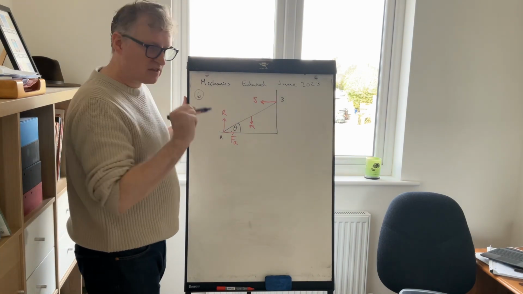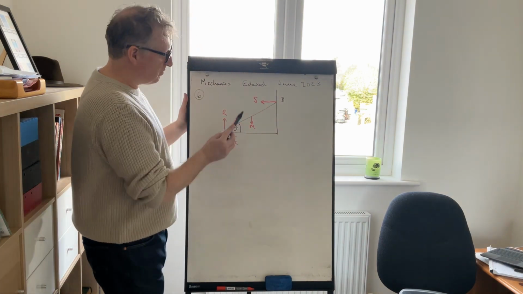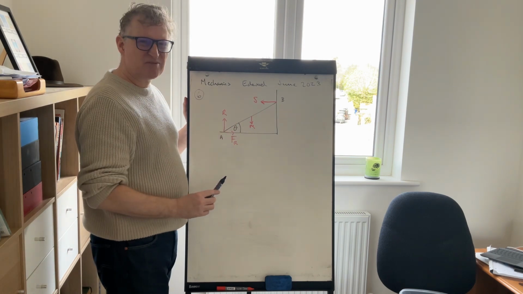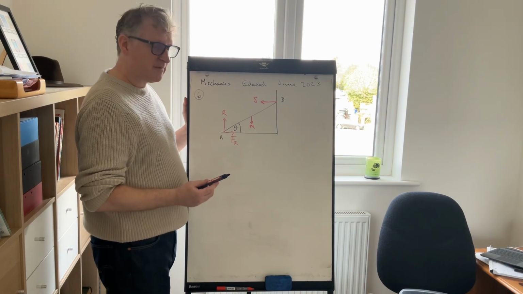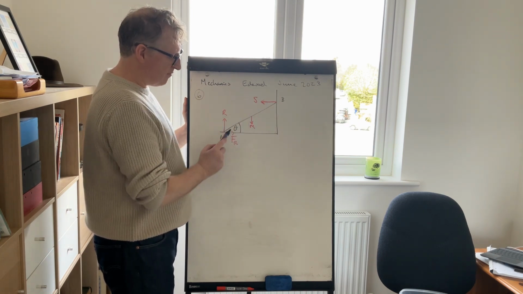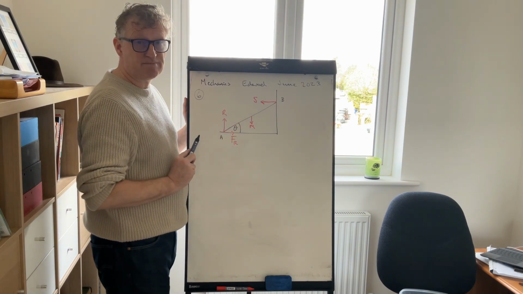Okay, so that's the kind of idea they're looking for. I know lots of people would just talk about, oh, the ladder's slipping away, so it must act in the opposite direction. Unfortunately, that didn't get the mark. They wanted you to talk about it being in equilibrium, and so therefore S being balanced off by friction.